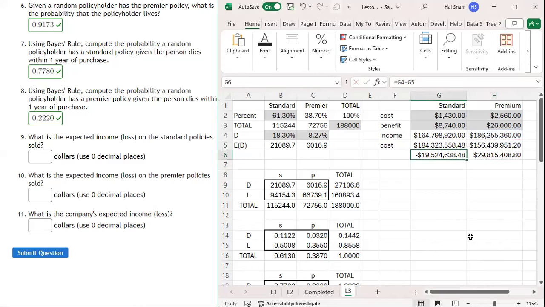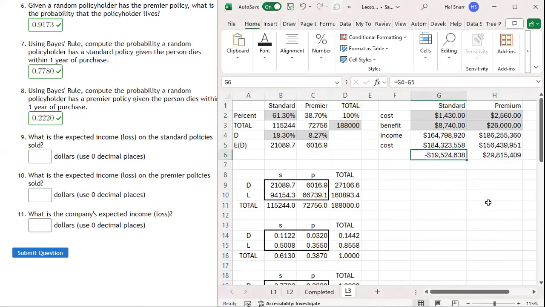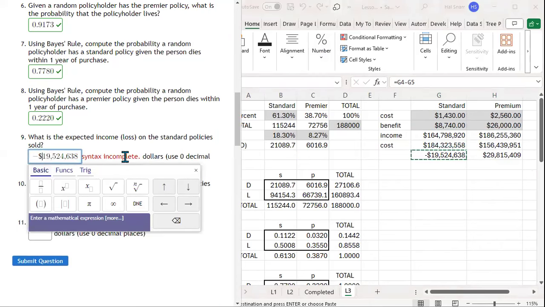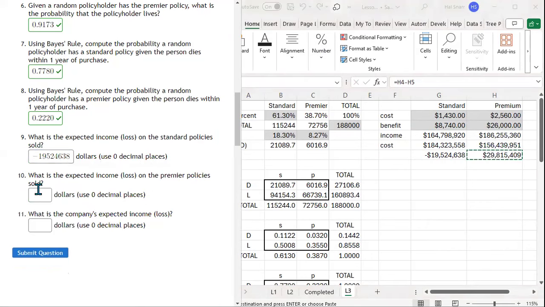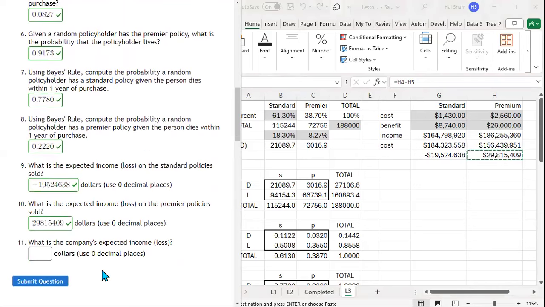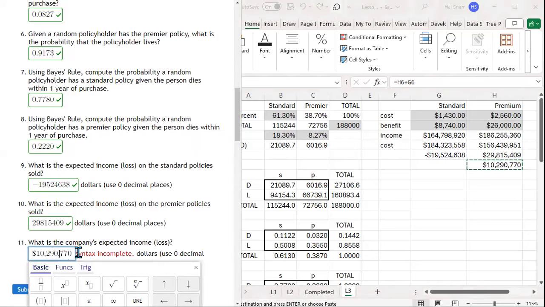So the company, to 0 decimal places, is losing roughly $19 million, 19.5, on the standard policies. We don't need a dollar sign, and we don't want to use commas, but making almost 30 million on the premium policies. And then what is the company's expected loss or income? Well, we're going to add these two together and we get roughly $10 million.